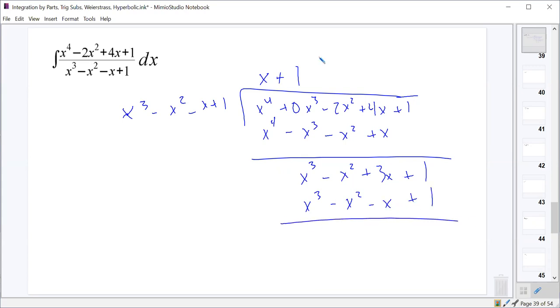And when we subtract, that ought to give us what? That cancels out, that cancels out. This will become a 4x, and the 1 minus the 1 cancels out. So this fraction is equivalent to x plus 1, plus 4x over our original denominator. So I'll just put that on the next page, I think.